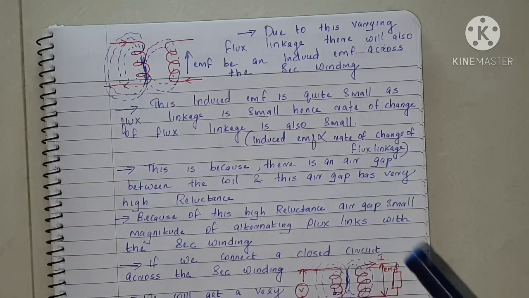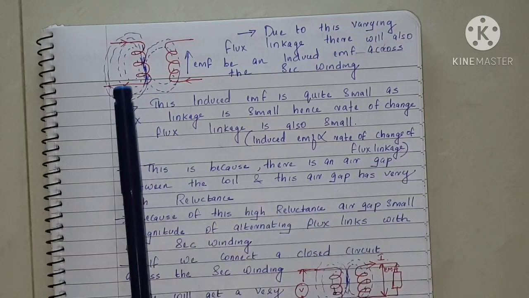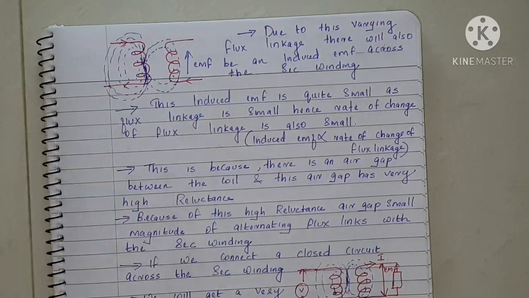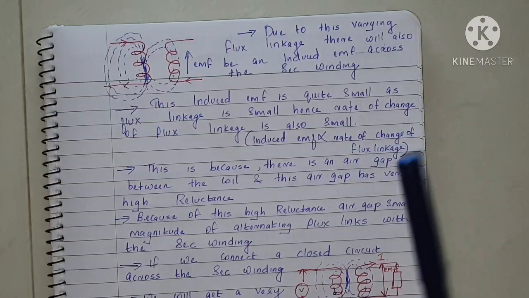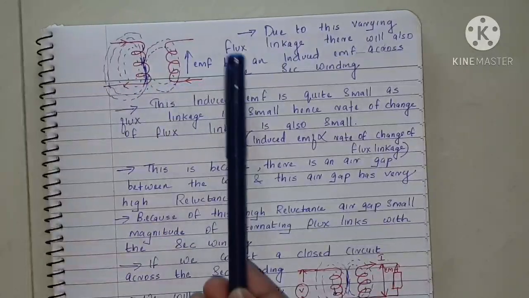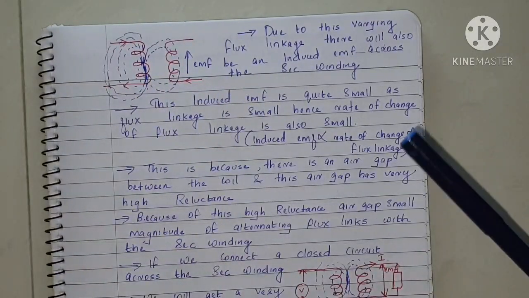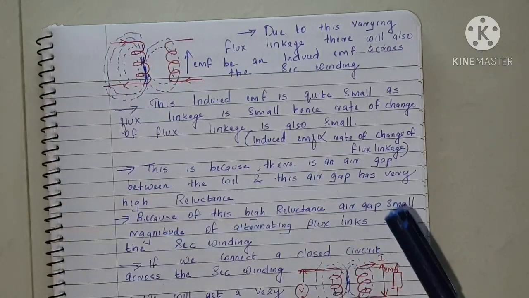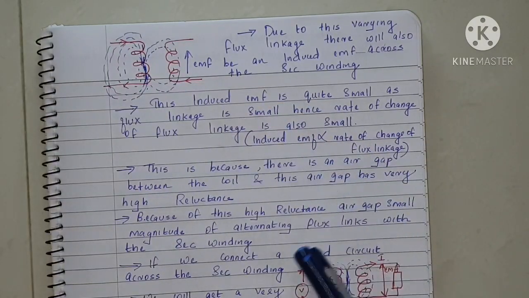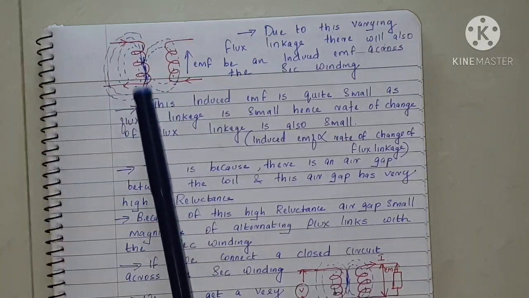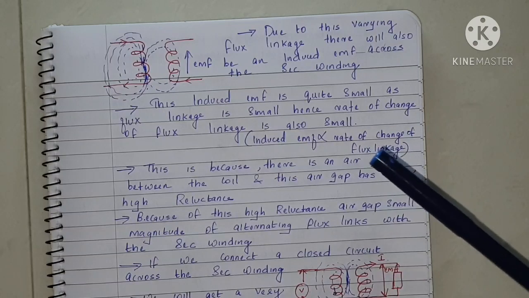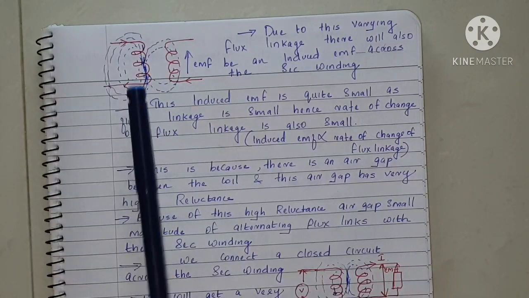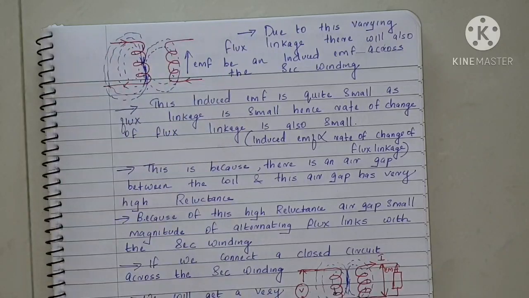This induced EMF is quite small as the flux linkage from primary to secondary is also small. We know that induced EMF is directly proportional to the rate of change of flux linkage. Since the flux linkage is small, the induced EMF produced is also quite small. This is because flux linkage is comparatively less, as there is an air gap between the coils, and this air gap is highly reluctant. Because of this high reluctance air gap, only a small magnitude of flux links from the primary winding to the secondary winding.